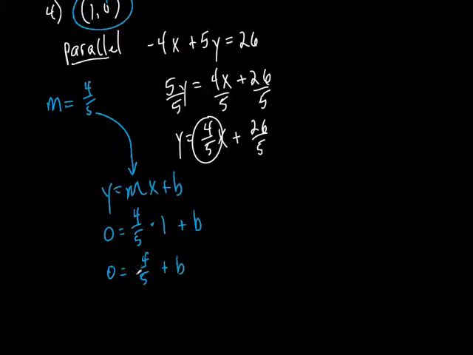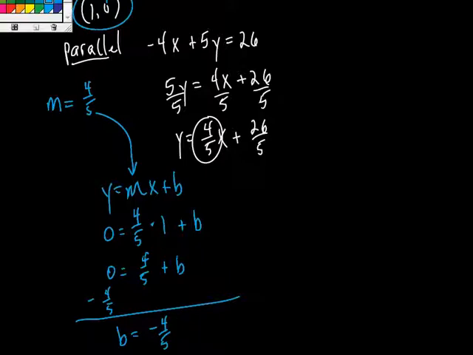Now I have to get rid of this 4/5. How do I get rid of this 4/5? If it's being added, I do what? I subtract it. So I subtract 4/5 from both sides. And again, they made this real easy because that's a 0. What's 0 minus 4/5? It's negative 4/5, isn't it? So b is negative 4/5.